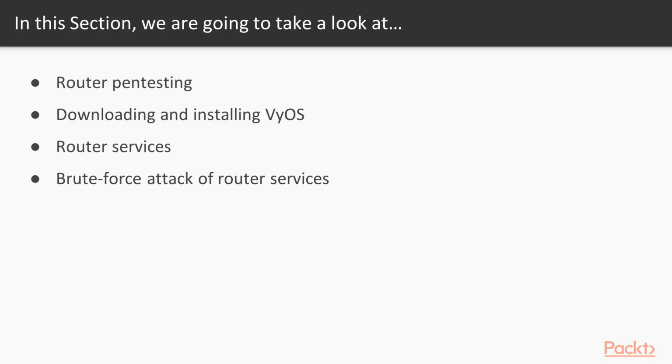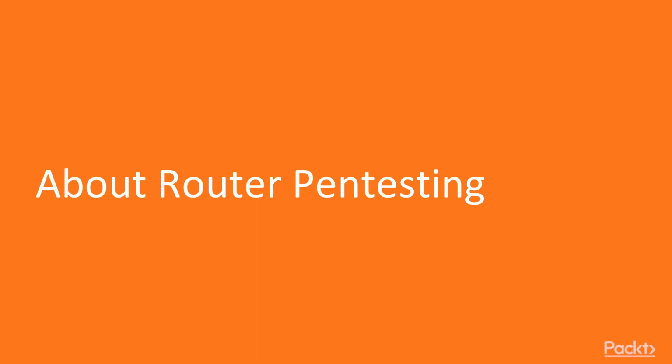So in this section, first of all we will learn what router pen testing is. Then we will learn how you can download and install VIOS, which is a virtual router, inside your VMware machine. Then we will learn how you can start the router services inside VIOS. And finally, how you can perform a brute force attack on router services, which we are going to cover in the final video about router pen testing.